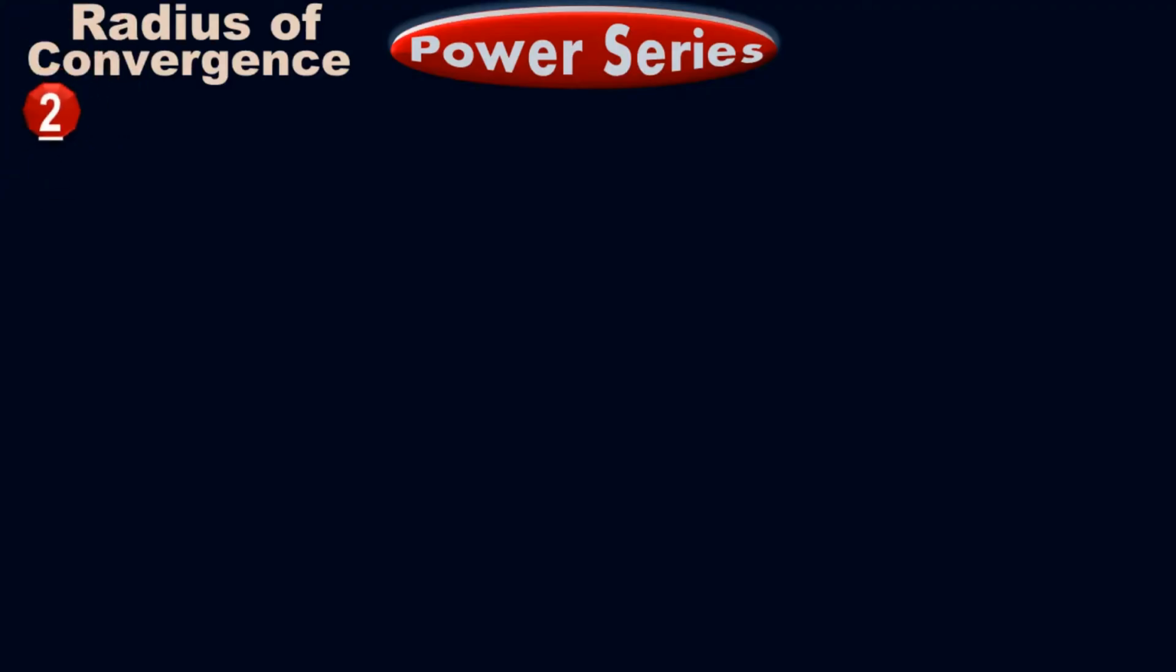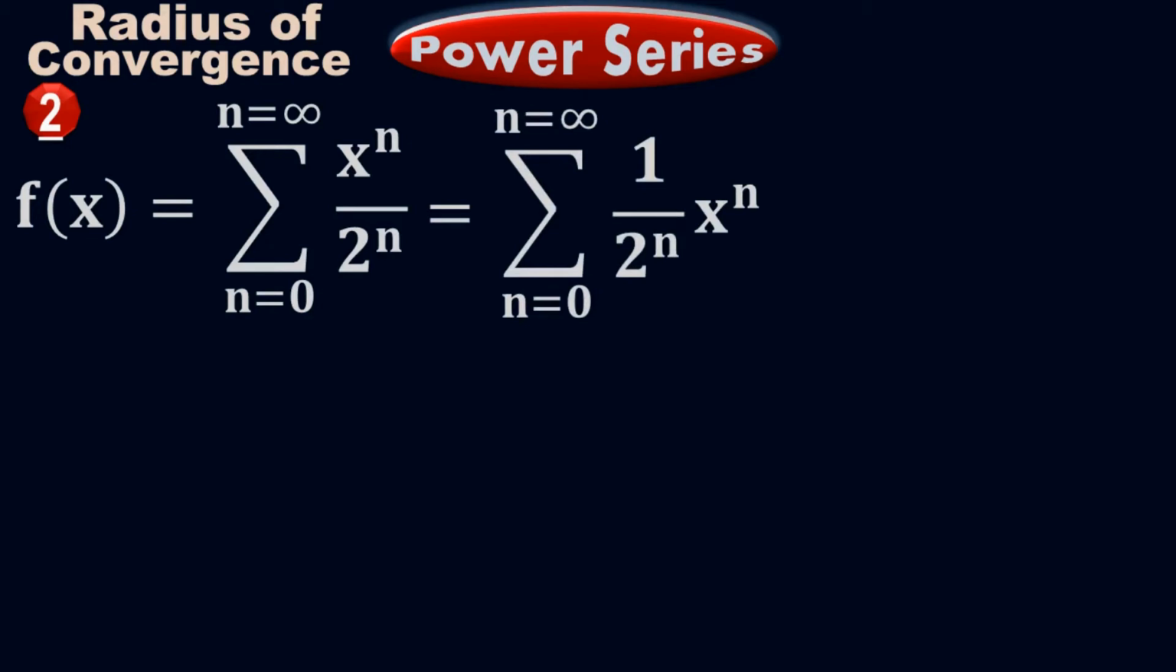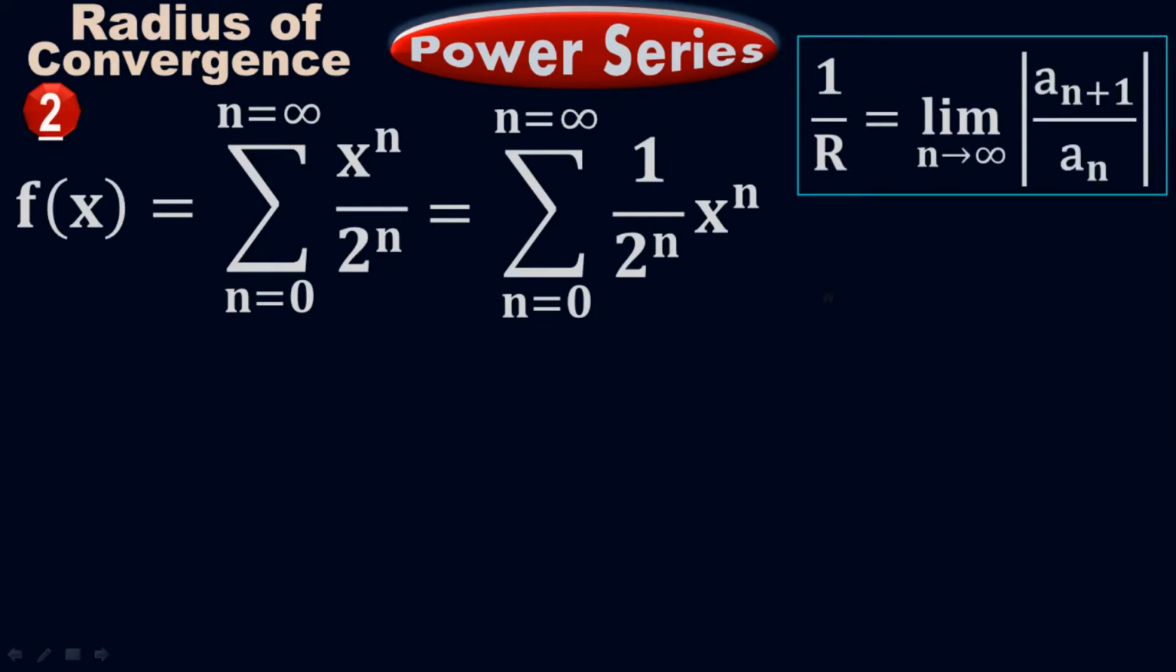Example number 2. If the function f of x equals the summation of x to the n over 2 to the n, where n starts from 0 up to infinity, what will be the radius of convergence for this function? It equals 1 over 2 to the n times x to the n. 1 over 2 to the n is my a sub n. So apply the ratio test.